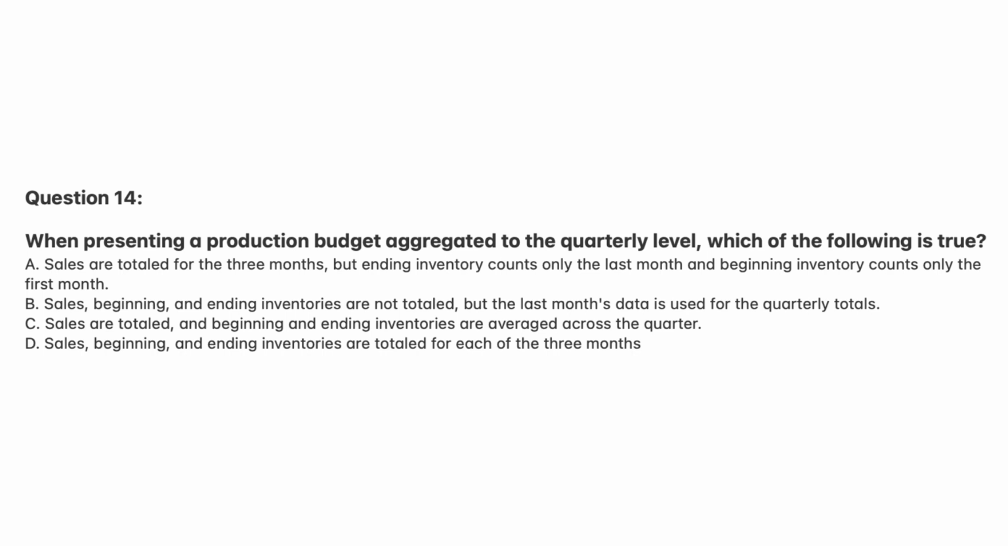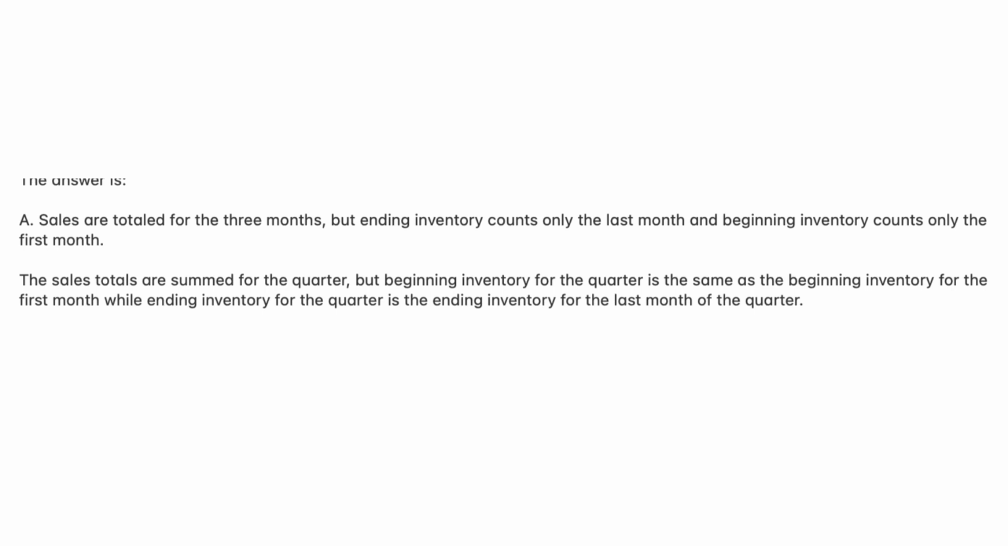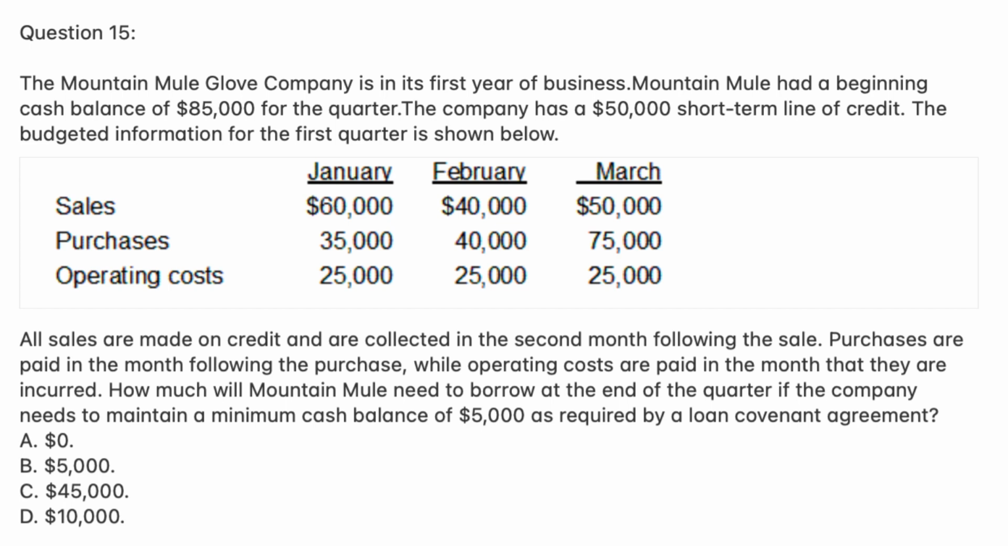Sales are totaled, and beginning and ending inventories are averaged across the quarter. D. Sales, beginning, and ending inventories are totaled for each of the 3 months. The answer is A. Sales are totaled for the 3 months, but ending inventory counts only the last month and beginning inventory counts only the first month. The sales totals are summed for the quarter, but beginning inventory for the quarter is the same as the beginning inventory for the first month, while ending inventory for the quarter is the ending inventory for the last month of the quarter.